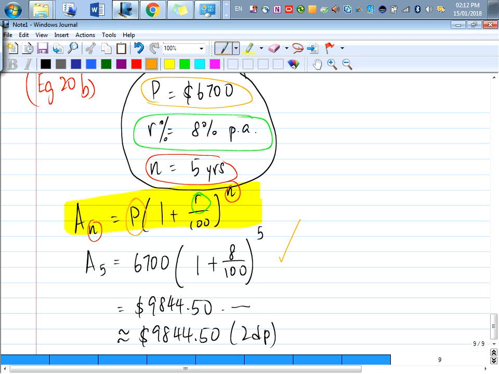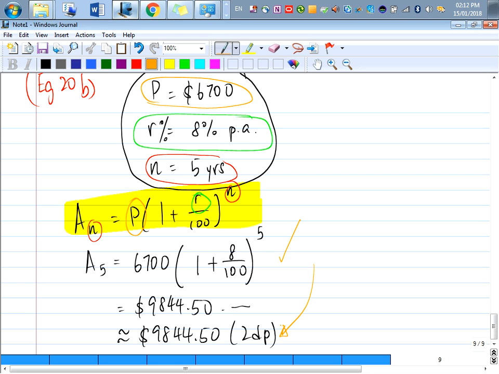Then just simply calculate, you get 9,844.50. My question was, why is it in 2 dp? Oh, you all learned it before. When we are dealing with money, we leave it in 2 dp. If you are not dealing with money, then you leave it in 3SF. If it is in degrees, you leave it to 1 dp. Okay? So, what does this value represent? What exactly is this representing?